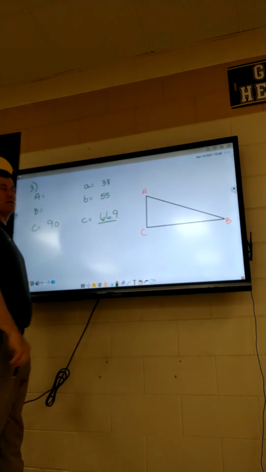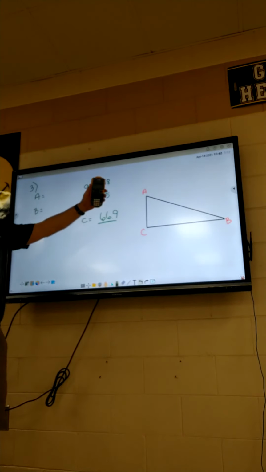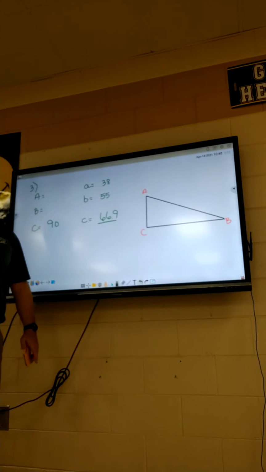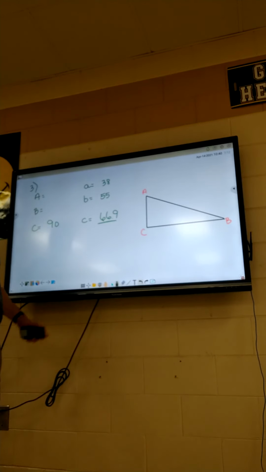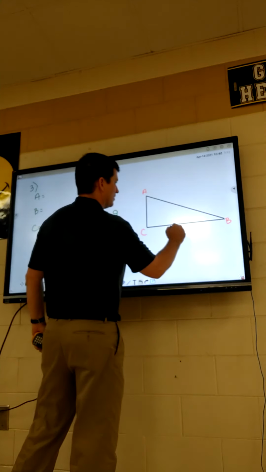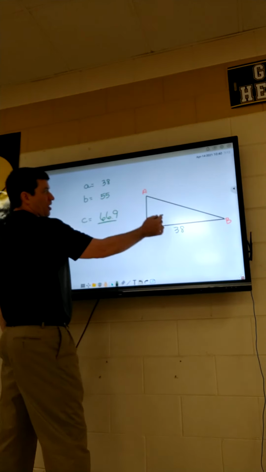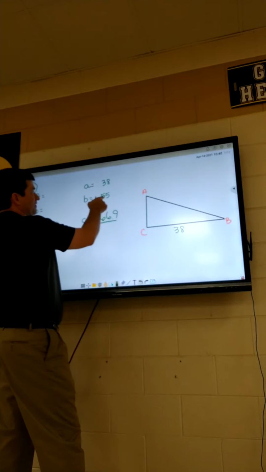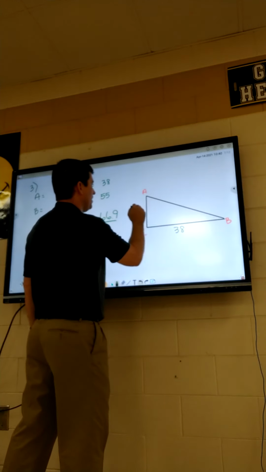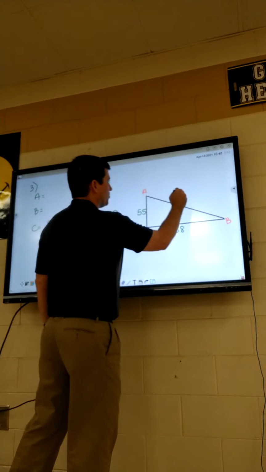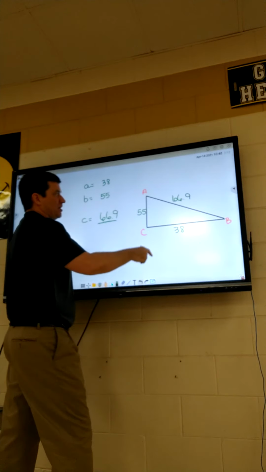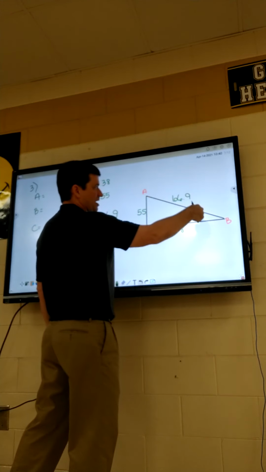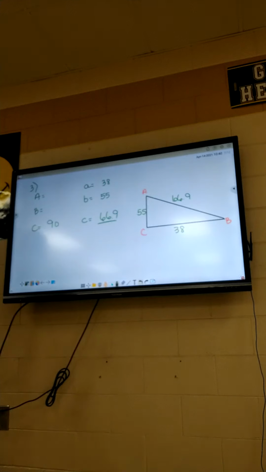All right, so Brantley, which side on my triangle do I put 38? It goes across from angle A. So 55 goes across from angle B, and 66.9 goes on the hypotenuse. And this makes sense, guys, because the hypotenuse is the longest side anyway. It should have the biggest number.